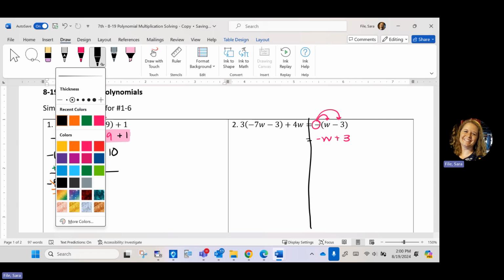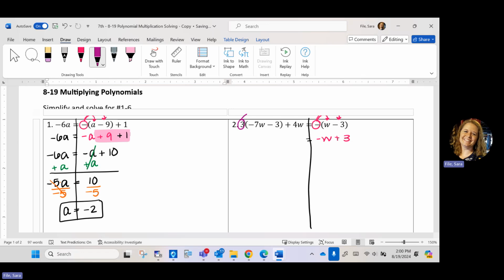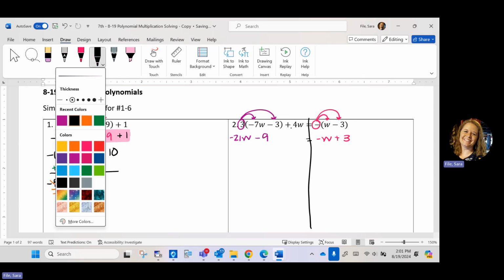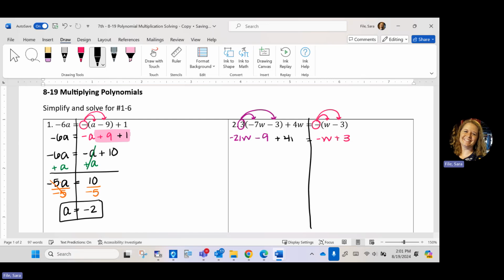On the left side, when I look at the left, I can see I need to distribute this 3. So everything in that binomial in those parentheses is going to get multiplied by 3. So 3 times -7 is -21. And then we have our W. And then 3 times -3 would be -9. And then that 4W is still there added at the end. It didn't go away. We are not distributing to it because the parenthesis closed here.